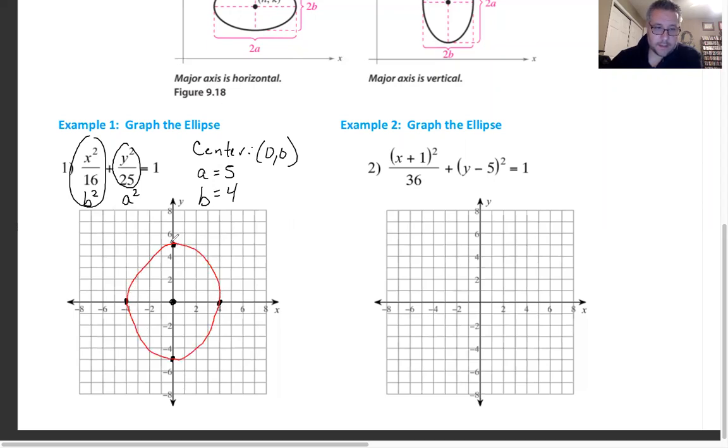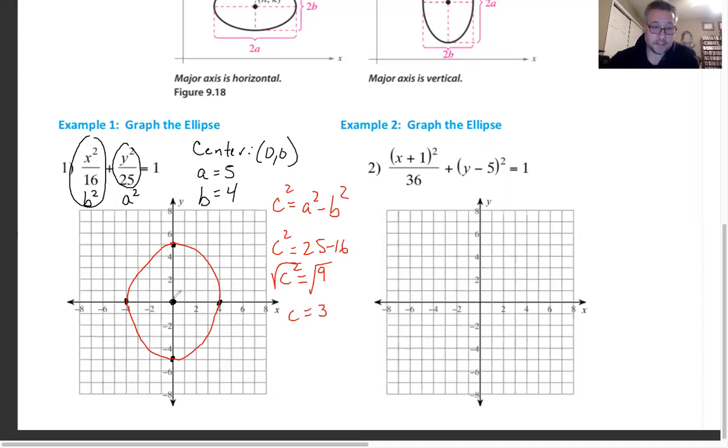And the only thing else I'm going to do is put in those foci points, which are gotten by C squared equals A squared minus B squared. So I have C squared equals, remember, A squared and B squared are my denominators. So they are 25 and 16. So it's C squared equals 25 minus 16, which is 9. Take the square root of both sides, and C equals 3.